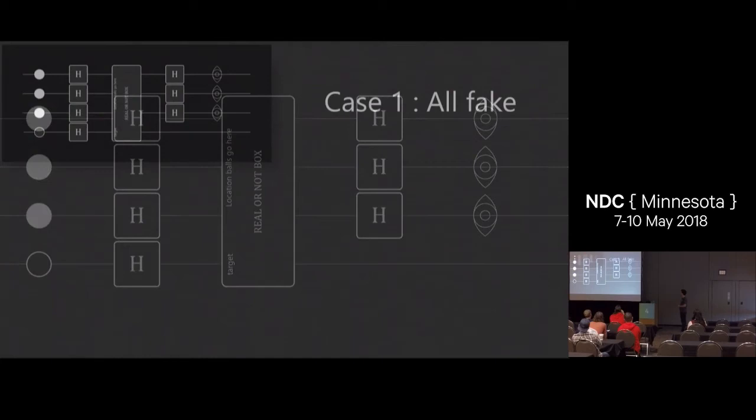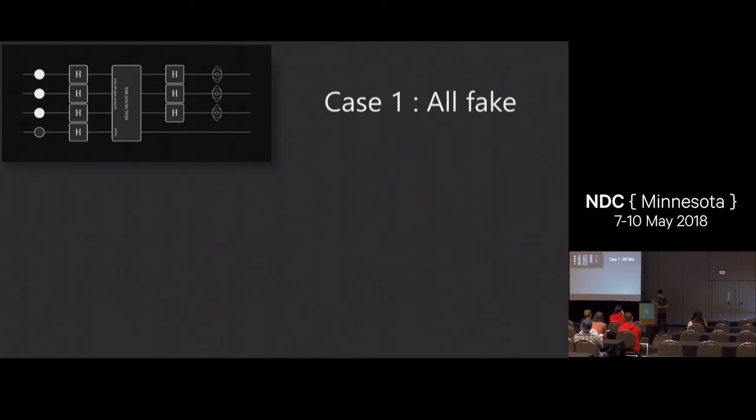Okay, so case one, they're all fake. This one's easy. So in the case where they're all fake, the real or not box doesn't do anything. It changes nothing. It doesn't change the input balls and it doesn't change the target ball. And we've already found out that if you put a ball through 2 Hadamard gates, it doesn't change. You can effectively consider that this is doing nothing. It's not changing the state of anything.